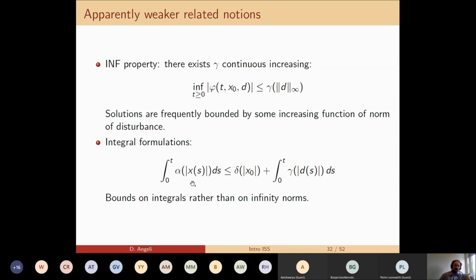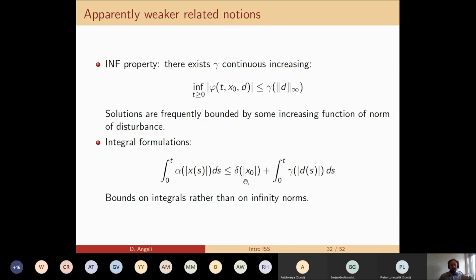And now the next one, again, is a different type of formulation. It's again a bound on solutions in terms of norms of inputs or norms of initial conditions. So here, rather than having an inequality at time t, I'm somehow bounding the energy of my solution measured with respect to some class K infinity function alpha, and I'm comparing it again to the energy of my input with some class K infinity function gamma.